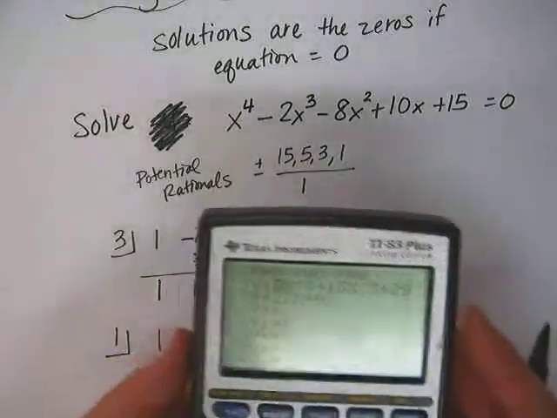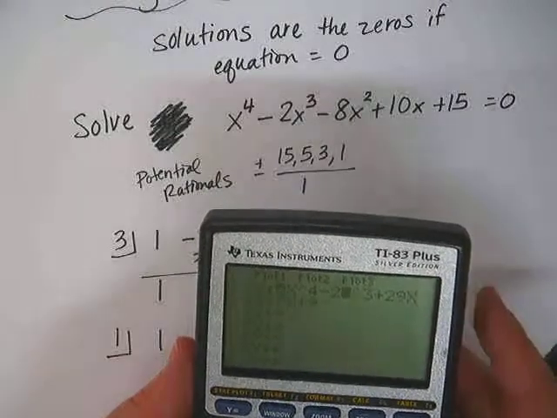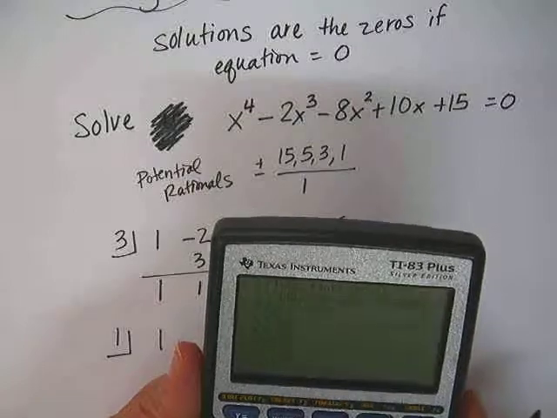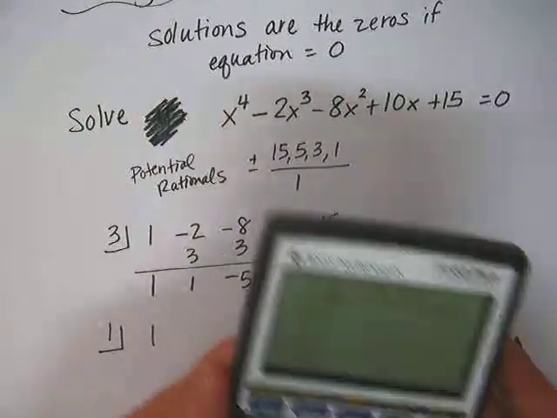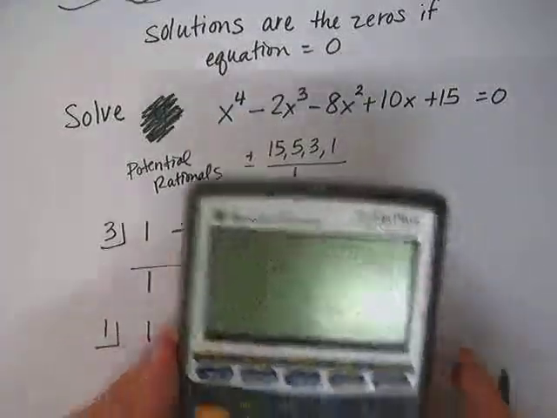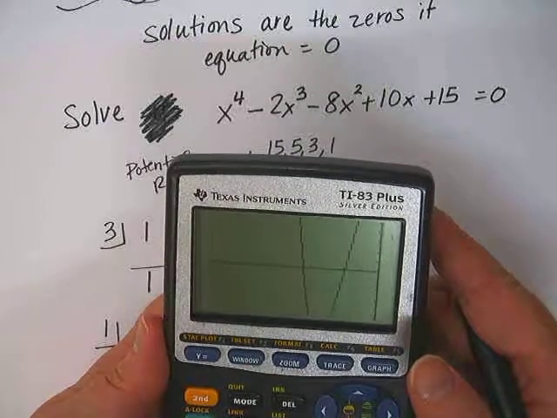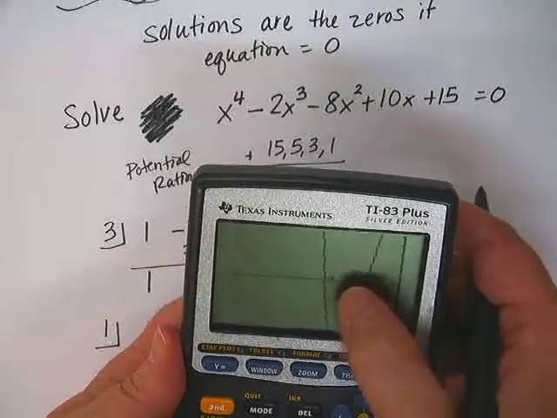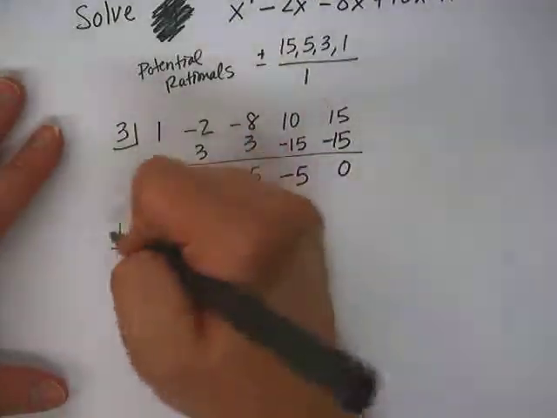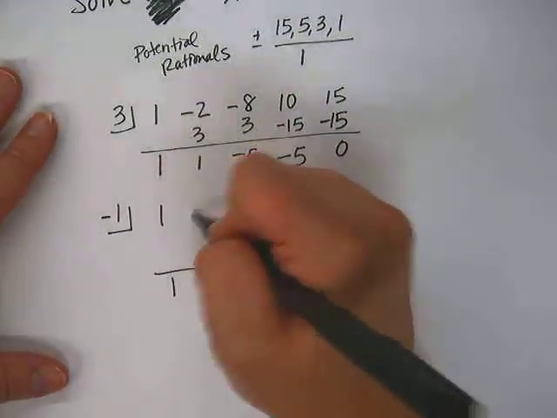Okay, so we have x to the fourth, so I'm going to just change our previous problem, take that out, minus 2x to the third minus 8x squared plus 10x plus 15. My window might not be big enough this time. Oh, look, there's one at -1, and then there's one at a fraction right there. Okay, so let's try -1.